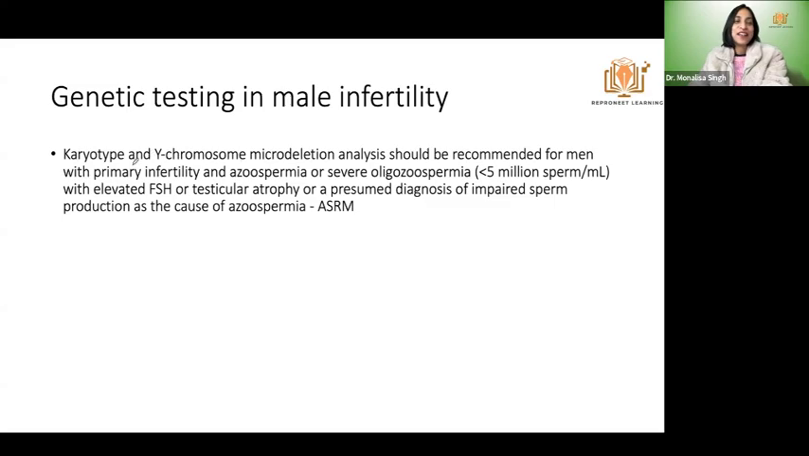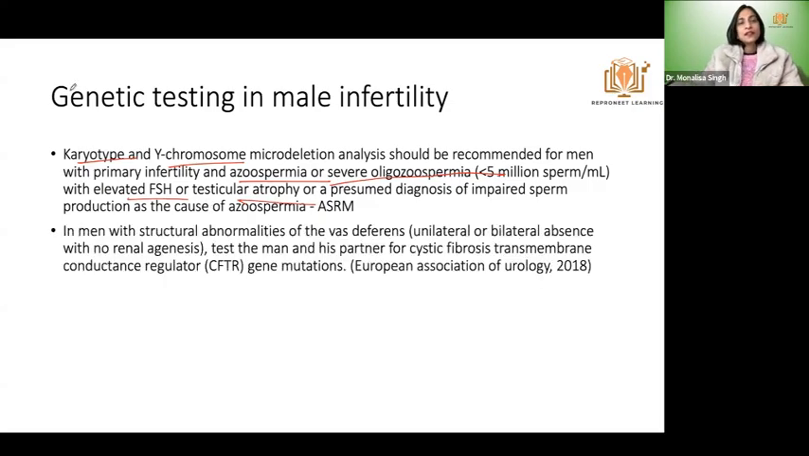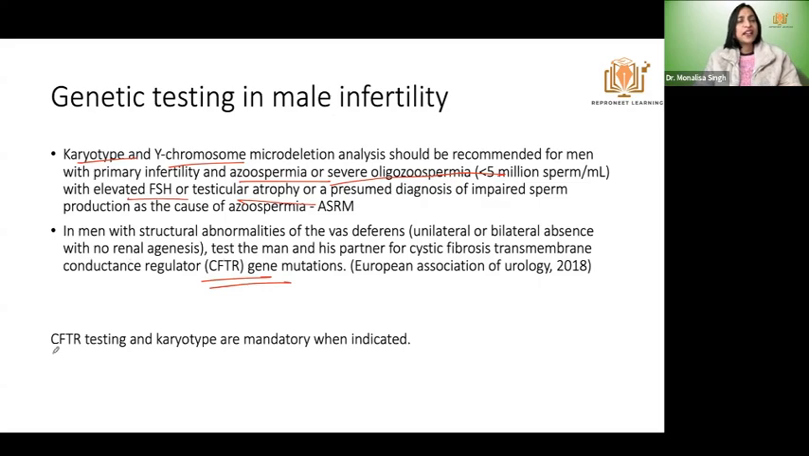So what are the recommendations? Karyotype and Y chromosome microdeletion should be done if there is azoospermia or severe oligospermia with elevated FSH, testicular atrophy, or on testicular biopsy a diagnosis of spermatogenesis failure. Simple. If vas deferens is absent, EDO is there, you do CFTR gene mutation testing. That is when indicated. So when indicated, always do CFTR testing and karyotyping.